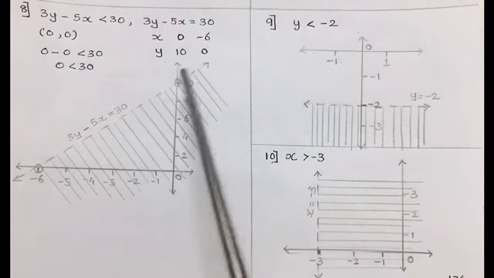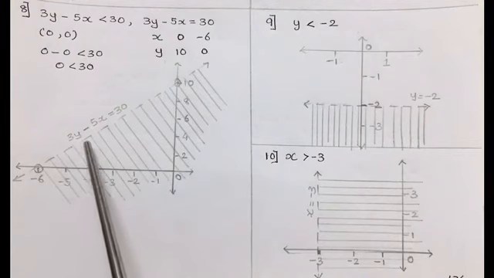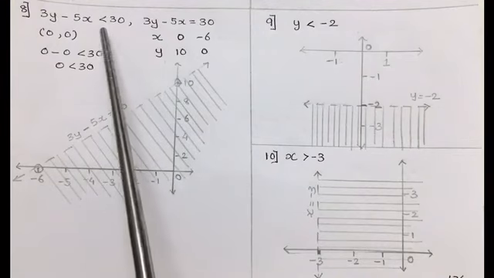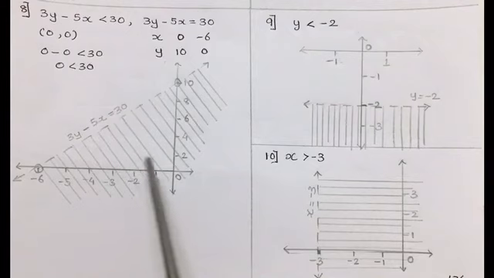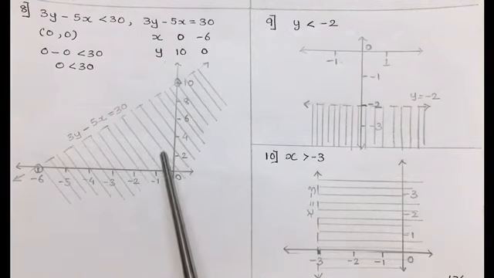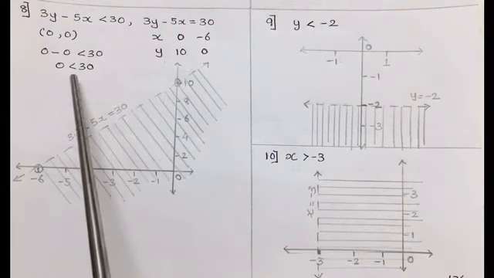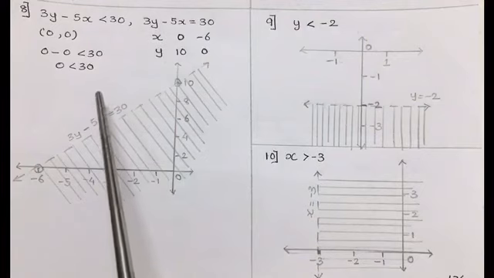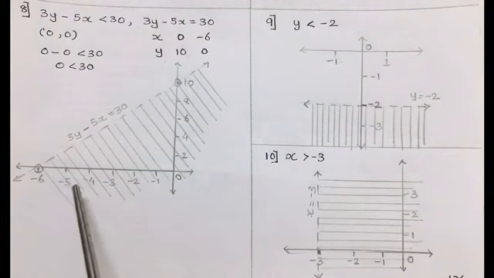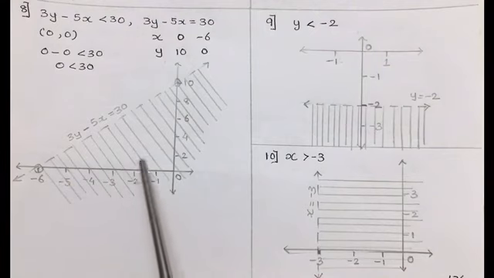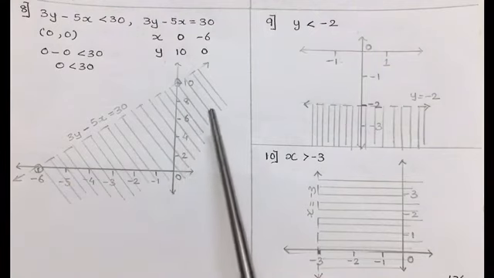A line is drawn, but this line will be a dotted line as the equality sign is not there. Now taking a point from either side, that means always we take 0, 0. So taking 0, 0, putting in this inequality, 0 will become less than 30, which is true. It satisfies the inequality. Therefore, the side towards 0, 0 is to be shaded.